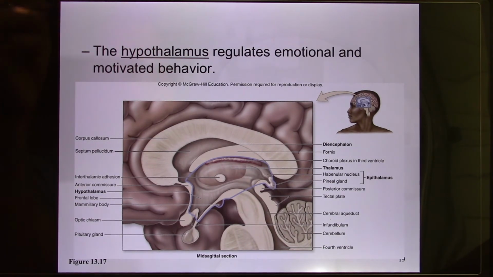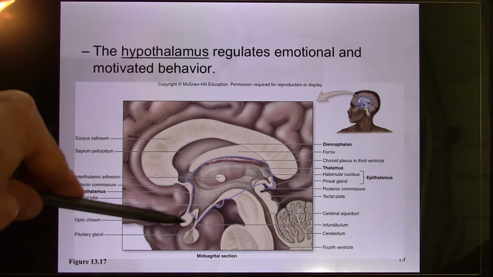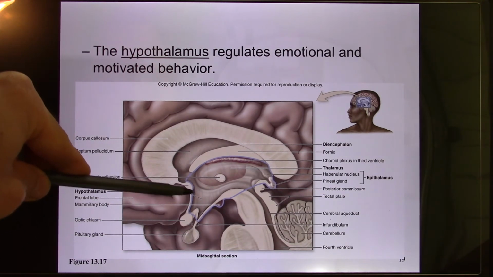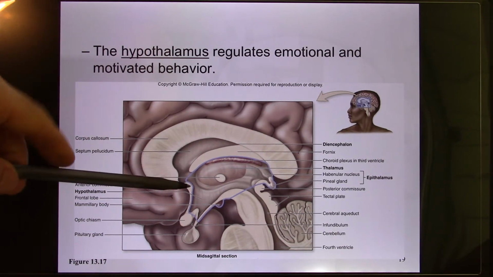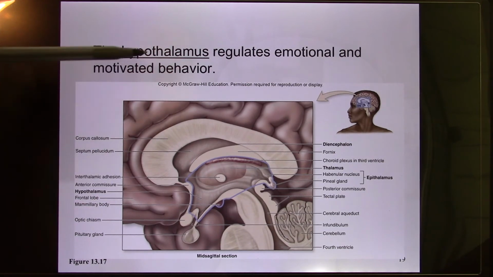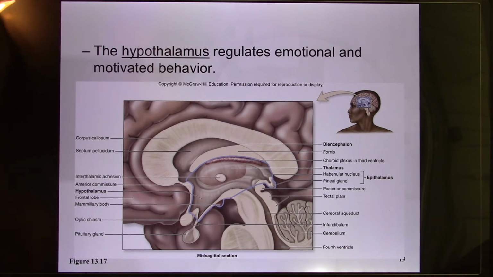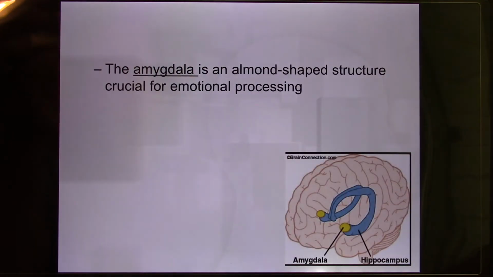The hypothalamus controls all your endocrine function because it will talk to the pituitary gland, that's your endocrine king. It also controls your hunger, your thirst, your sexual desire, your body temperature. That's the hypothalamus. So it also regulates emotion and motivated behavior. So that's this area. And amygdala, we talked about amygdala. That's your emotion.